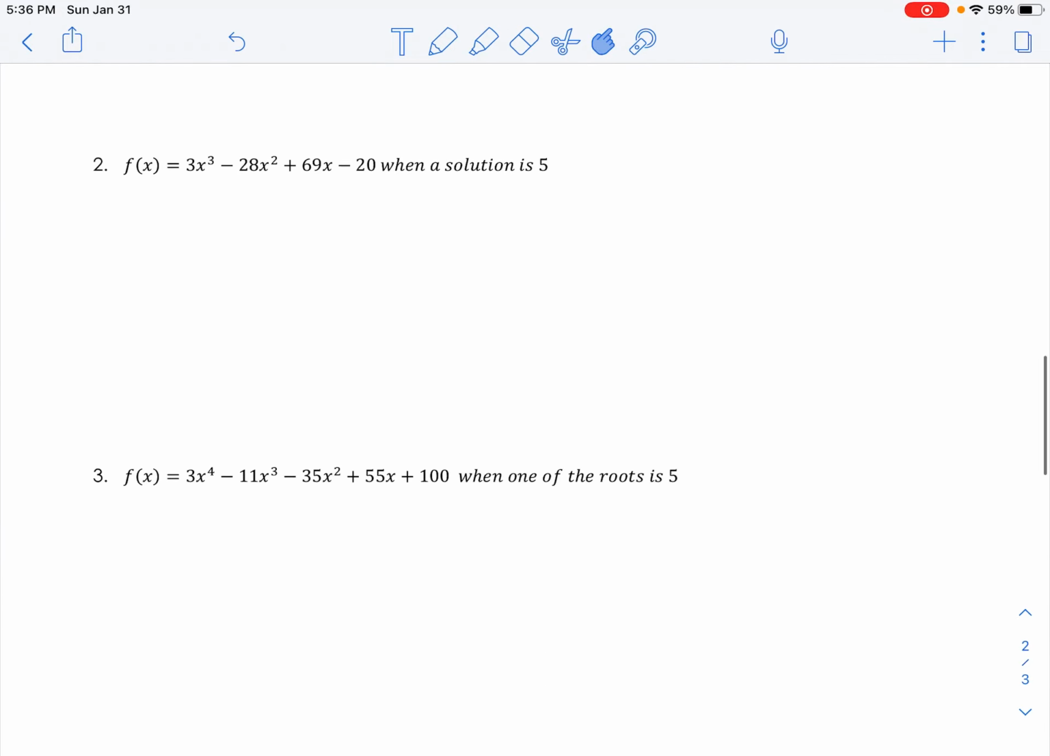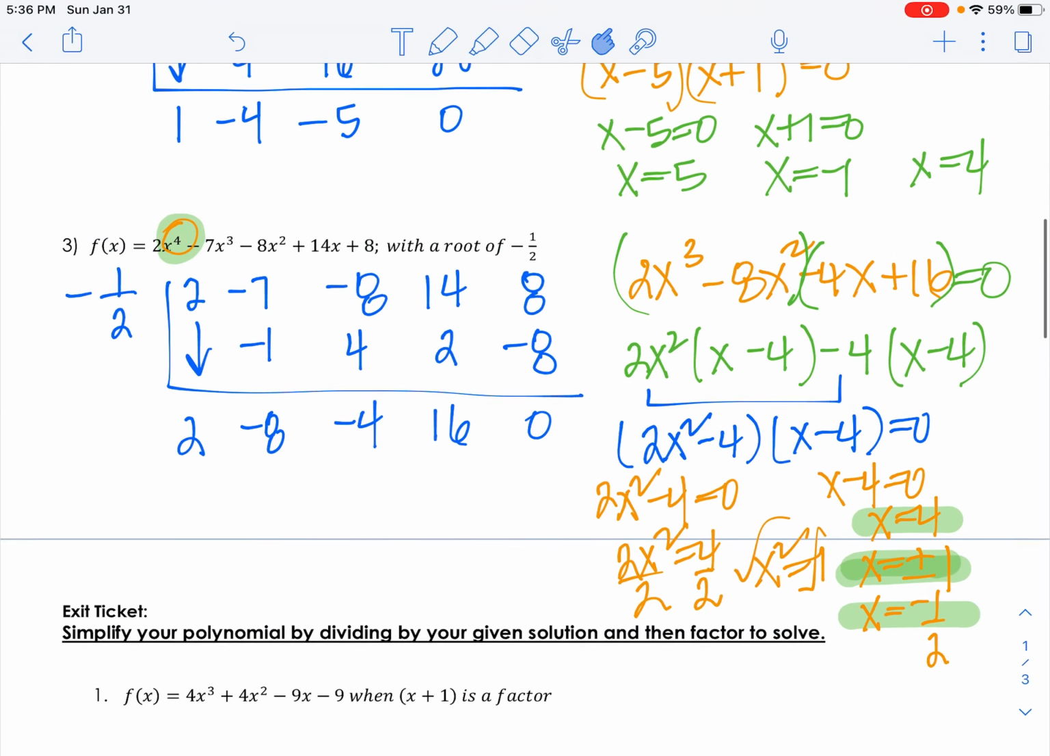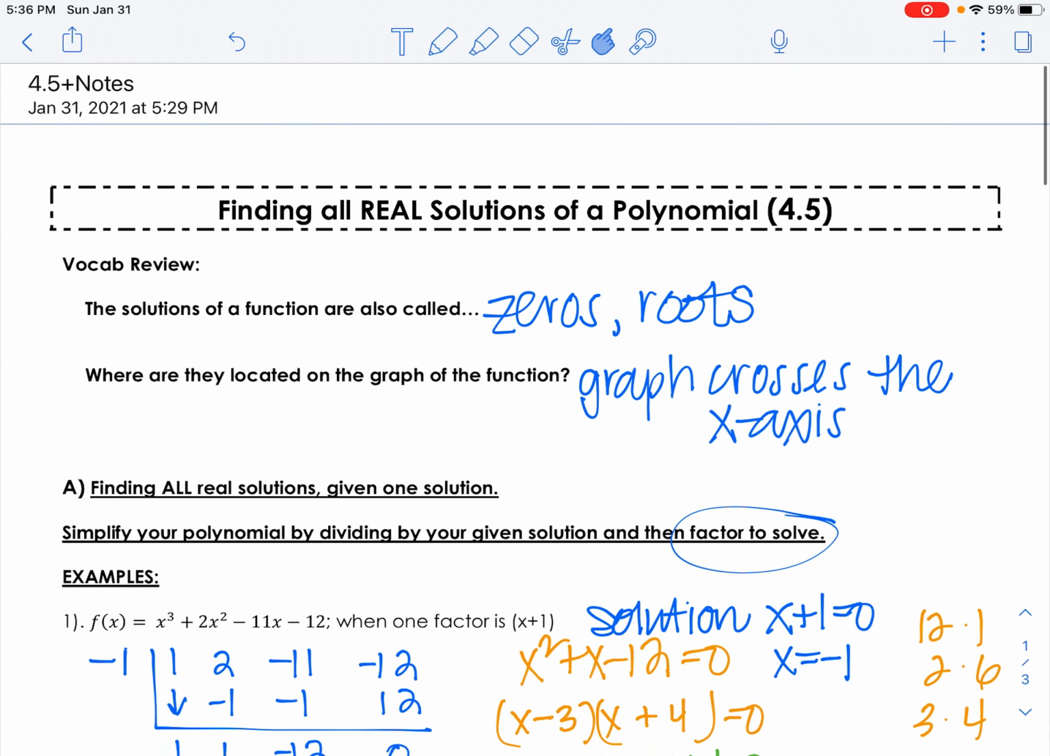Okay, here are your exit ticket problems. There's 3 of them. See what you can do. I'll see you tomorrow.